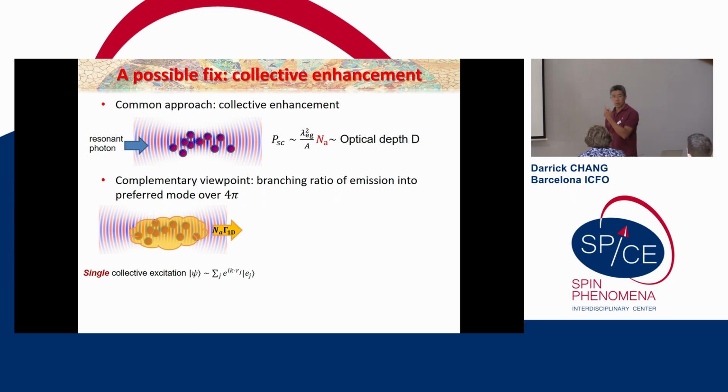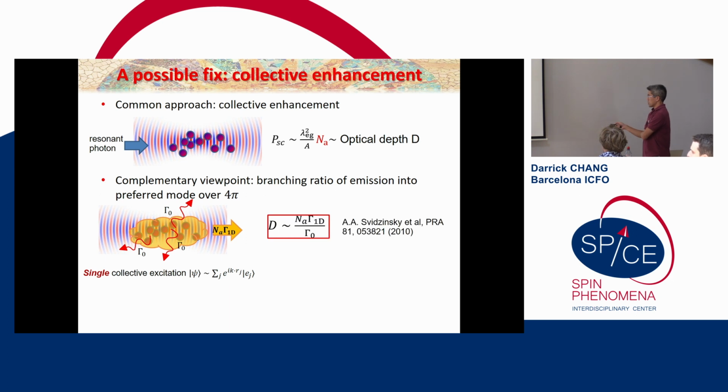So in fact, even though you have one excitation, the efficiency that you get to send the light into your preferred mode or direction grows with atom number. Whereas the emission in free space into 4 pi directions that you generally can't collect stays the same. And then it turns out that the branching ratio of light that you get out in a good mode versus bad is exactly the optical depth.